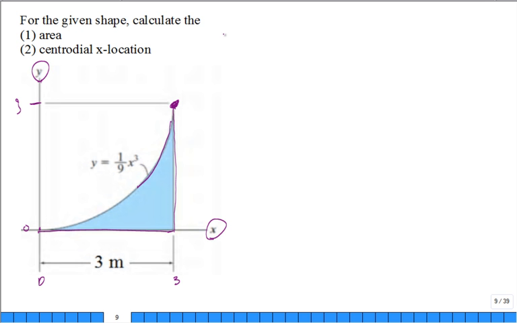All right, so how many people are able to get the first part? The area is 2.25 meters squared. Good. Now for the second part of this problem, what is the centroidal x location?